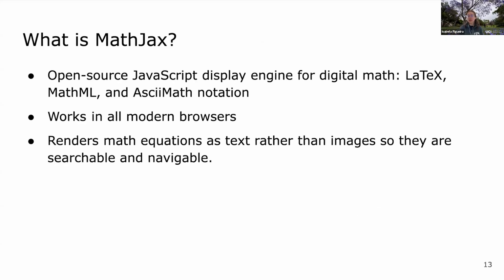How does this conversion from LaTeX to MathML happen on a web browser? We're going to talk about that in our workshop today. We use something called MathJax. So what is MathJax? It's an open source JavaScript display engine for digital math, specifically LaTeX, MathML, and ASCII math notation that works in all modern browsers. It renders math equations as text rather than images, so they are searchable and navigable.